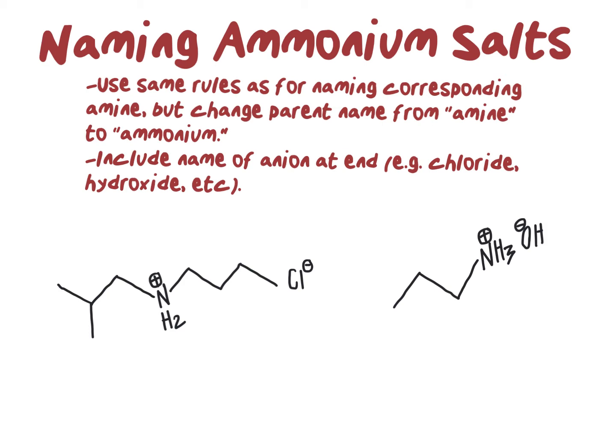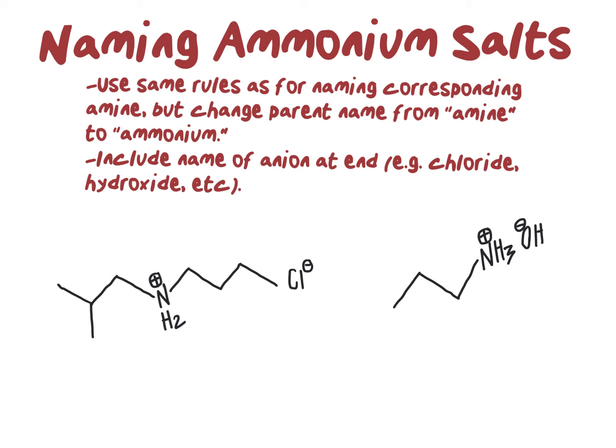When we name ammonium salts, we're going to use the exact same rules that we used a couple of videos back for naming amines. But rather than the parent name being amine, the parent name is instead going to be ammonium. So we can look at the reaction that was used to create these molecules if we wanted, name the amine that was the starting material, and then just change the parent name from amine to ammonium, and we would be in good shape. Then we tag at the end of the name the anion that is associated with the molecule, such as chloride, hydroxide, or whatever the case might be.